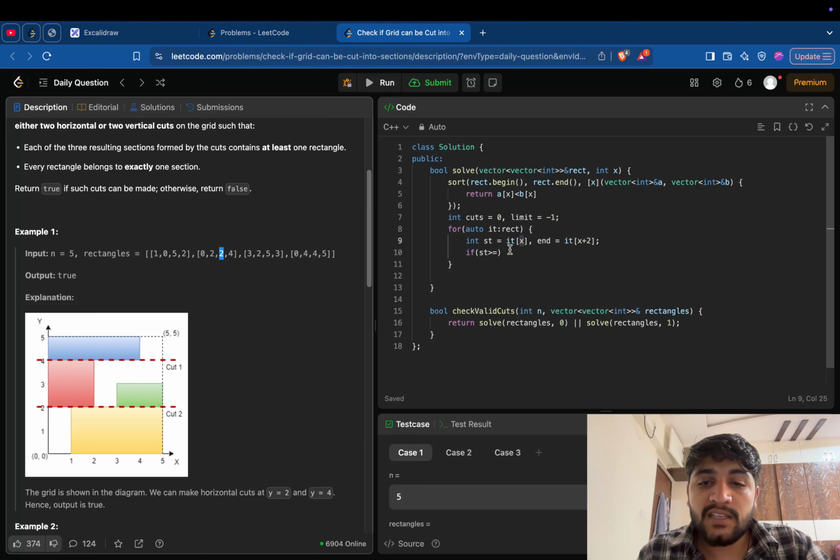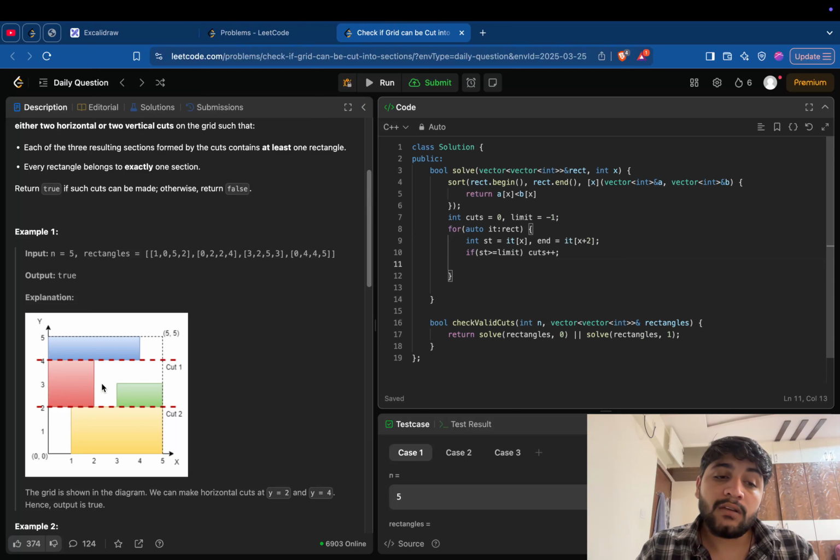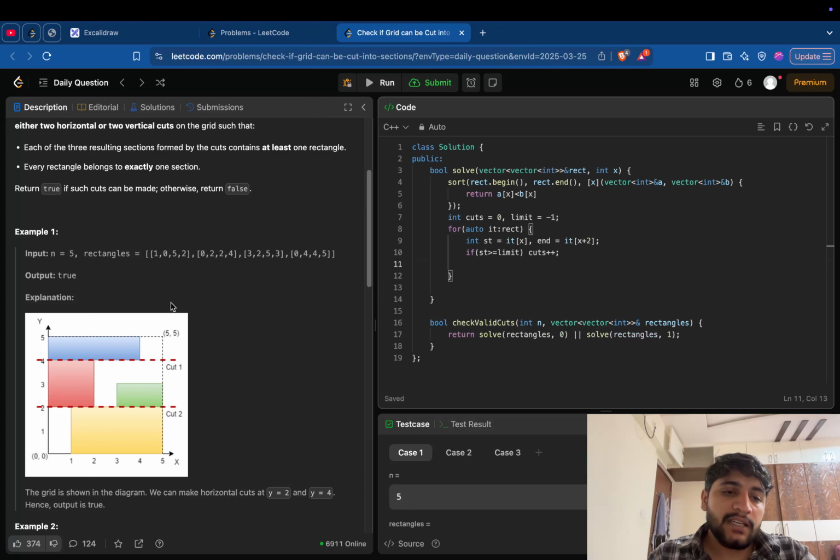So if start is greater than the limit, then we have a cut here. Cuts plus plus. But we also need to understand that we can have one more cut. On the next rectangle we will go and check that it is 0 to 4. That can also be one possible cut.